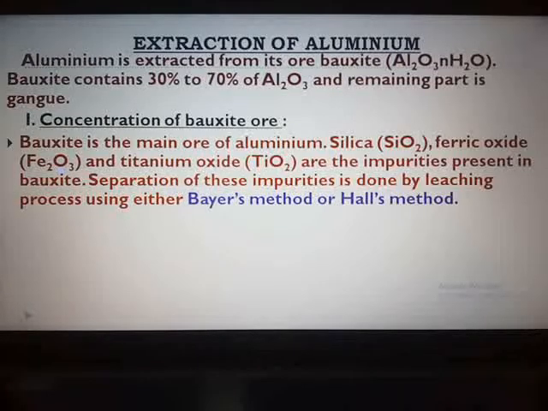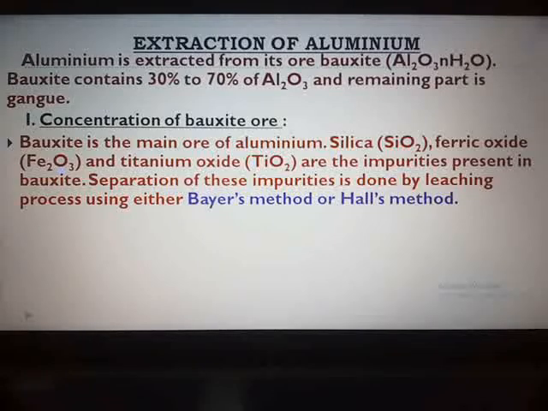Here two methods you are going to study. One is the Baeyer's method and the other is Hall's method. Now in the textbook, in your syllabus, they have given both the methods, so you have to prepare both. If they ask in the exam, give the extraction of aluminium using Baeyer's method, then you will write the first one. If they say Hall's method, then you are going to attempt the second one. Let us see how both these methods work and how we get aluminium.